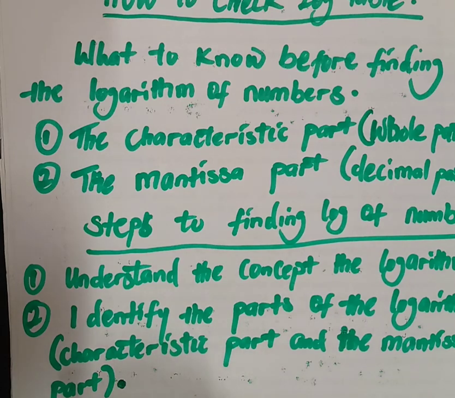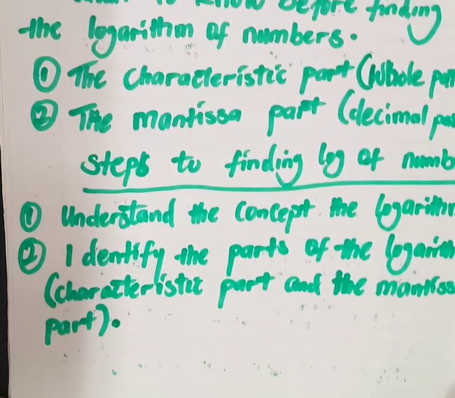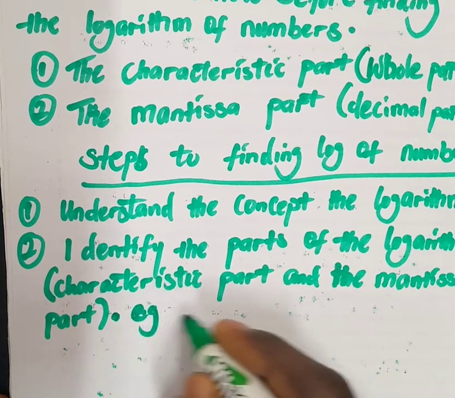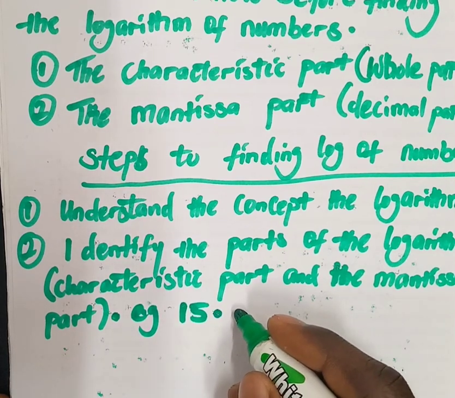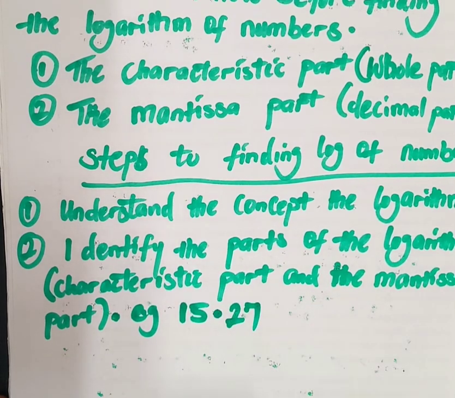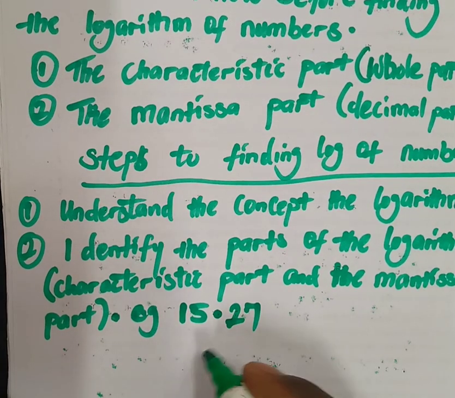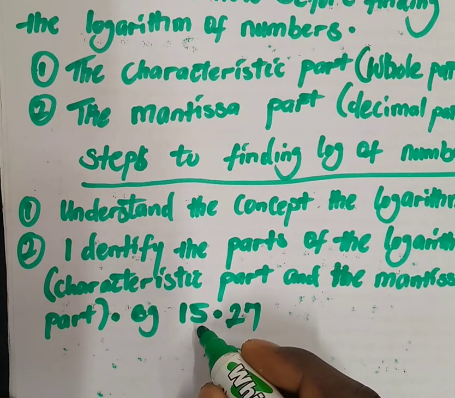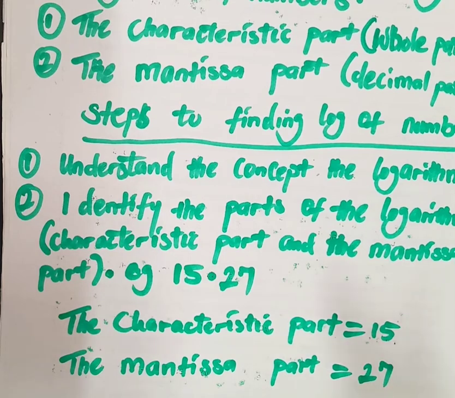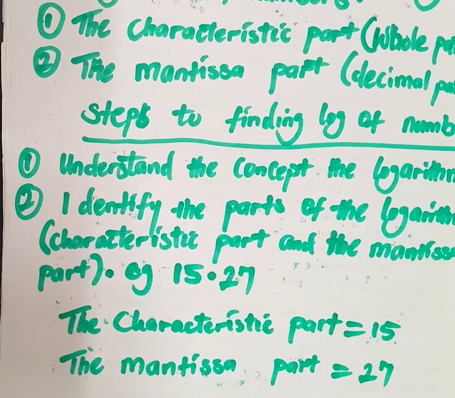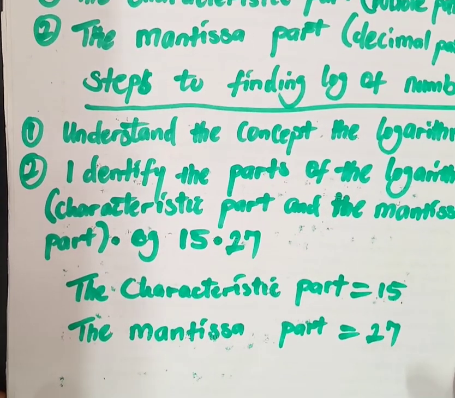And step number three, sorry, let me give you an example. For example, you are asked to find the log of 15.27. Here you know that 15 is the characteristic part, while 27 is the mantissa part. Now, after finding the parts, you now use the log table. That's step 3.